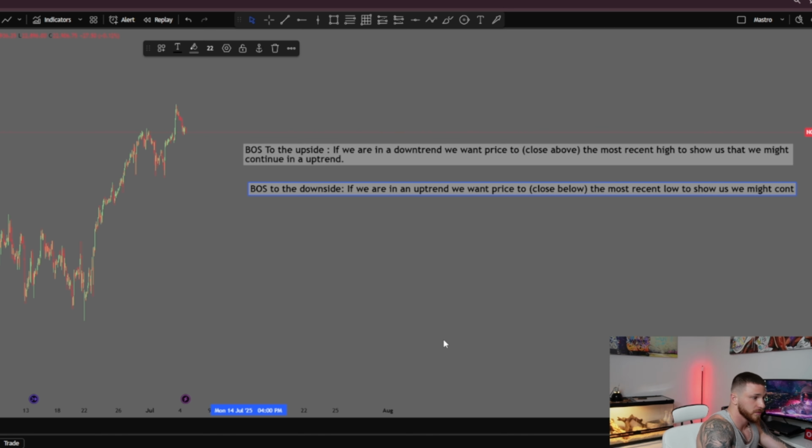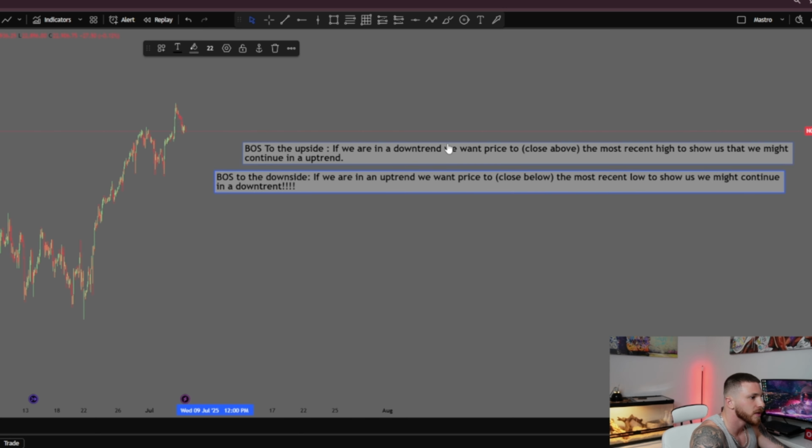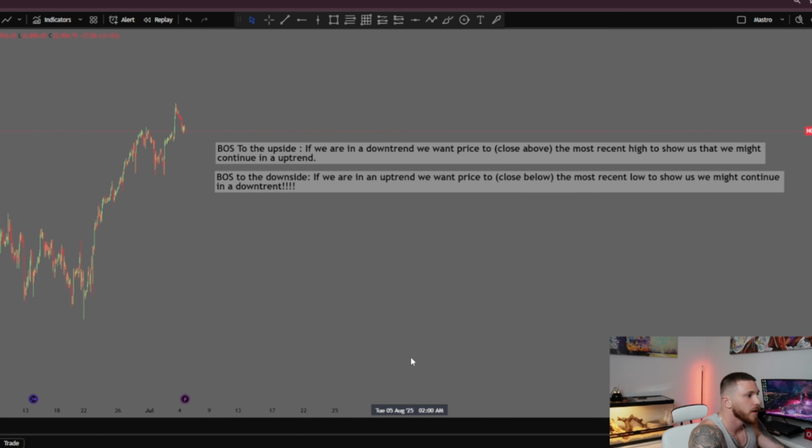Recent low to show us we might continue in a downtrend. Cool. Look at that. All right, here's all the things you're going to put in your notes. Break of structure to the downside. If we are in an uptrend, we want price to close below the most recent low to show us that we may continue in a downtrend.